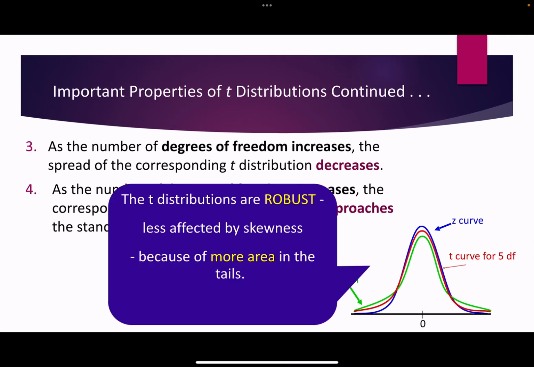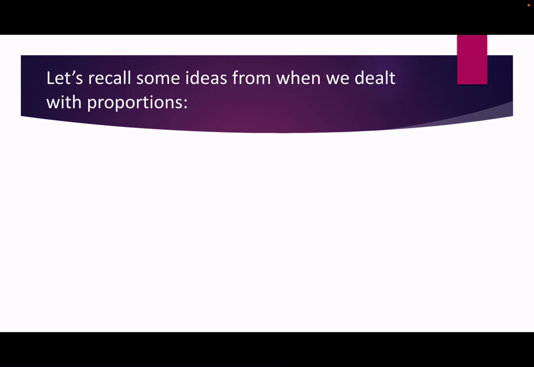So that red in there that I drew in that magenta on the previous slide, that's where that red fell. The T distributions are robust, in other words, less affected by skewness because of the more area in the tail. So they are less affected.